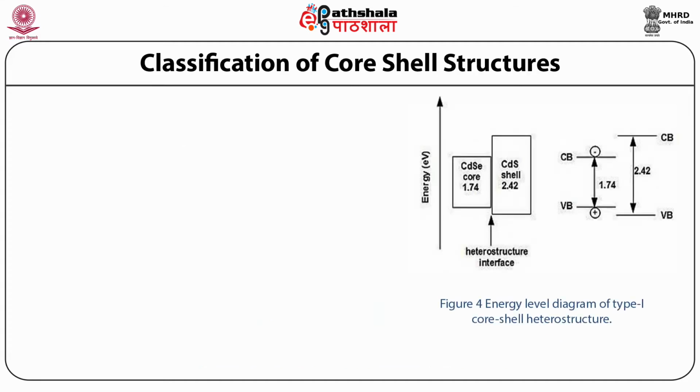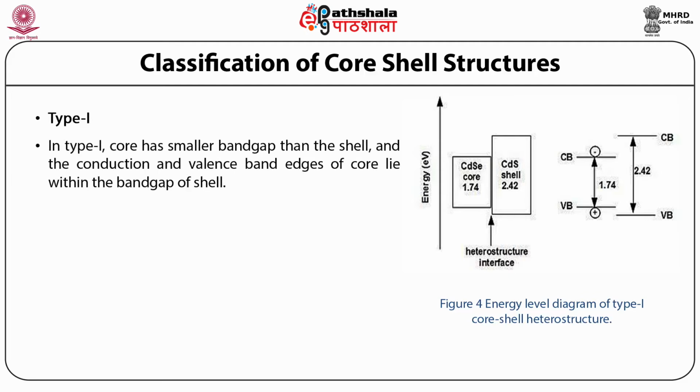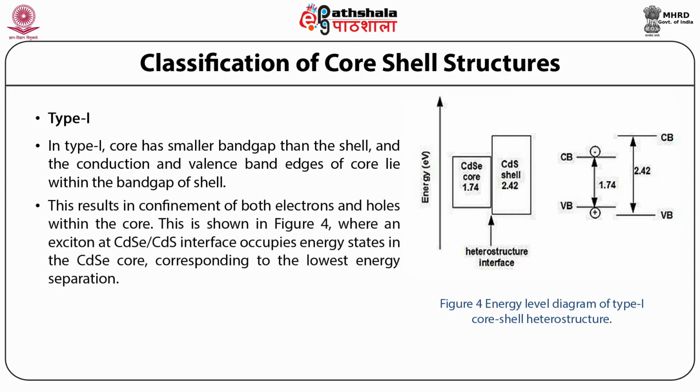The core shell structures can be classified in the following types. First is the type 1 core shell nanoparticles. In type 1, core has smaller band gap than the shell, and the conduction and valence band edges of core lie within the band gap of shell. This results in confinement of both electrons and holes within the core.